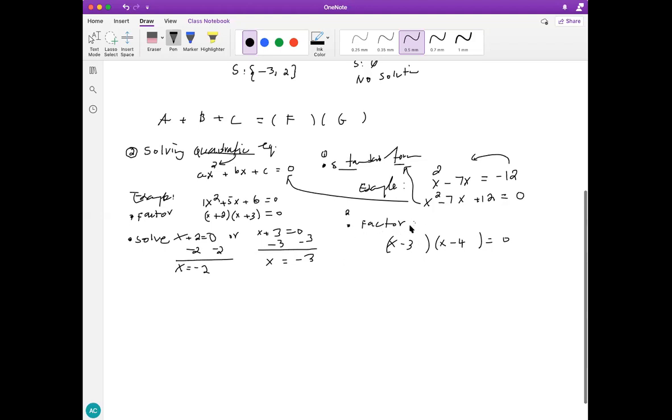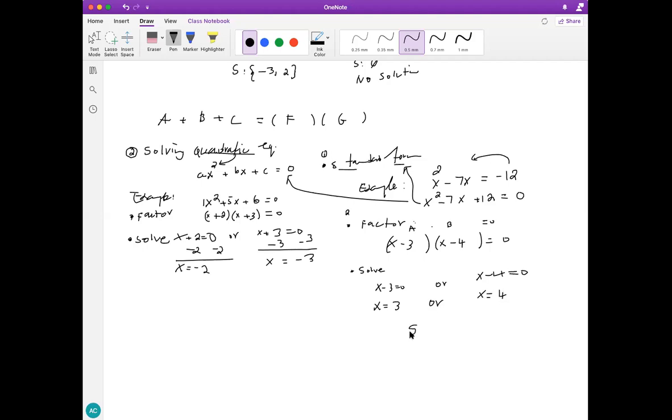Okay, now it's in zero product property form. So this is A times B equals 0. What does that mean again? A is 0 or B is 0. So we're going to split this into smaller equations: x minus 3 equals 0 or x minus 4 equals 0. If we move 3 over, it becomes positive 3, or positive 4.